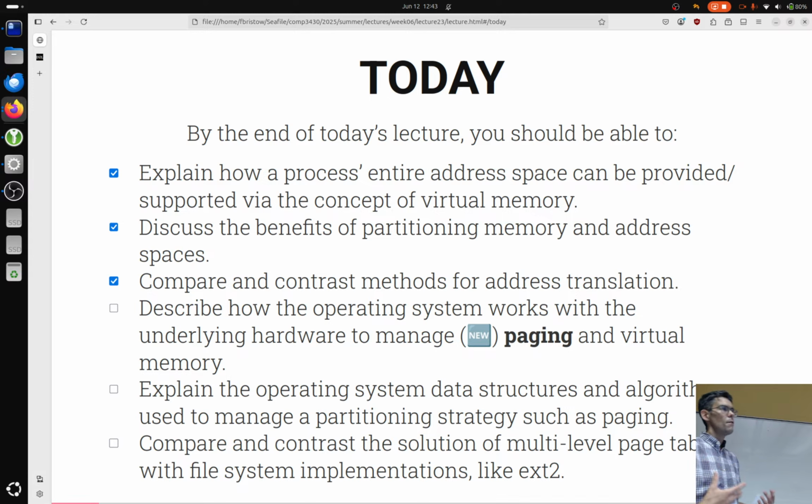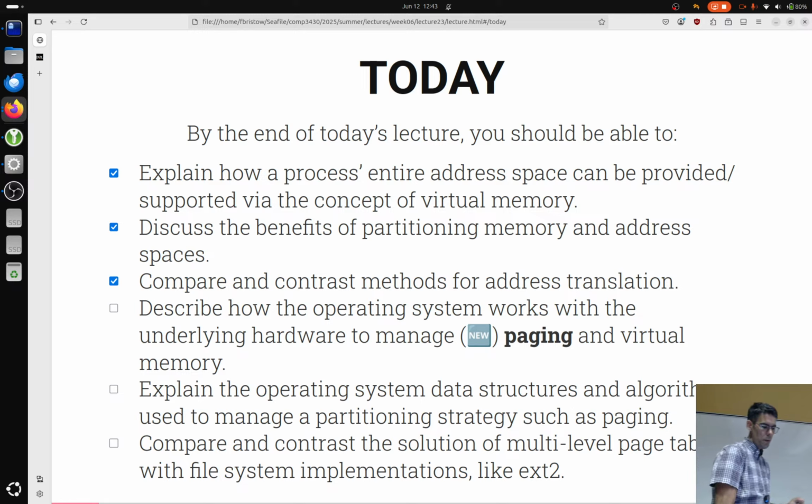Those are the kinds of things I'm thinking about in terms of demonstrating these learning outcomes. Another one: explain how a process's entire address space can be supported via the concept of virtual memory. This one is a high-level description. We've got these mega-size virtual address spaces, and physical memory is only so big. So how does it work? Describing how we can cram all of this in. The best answer really is you just don't allocate everything. You just allocate what you're going to be using.